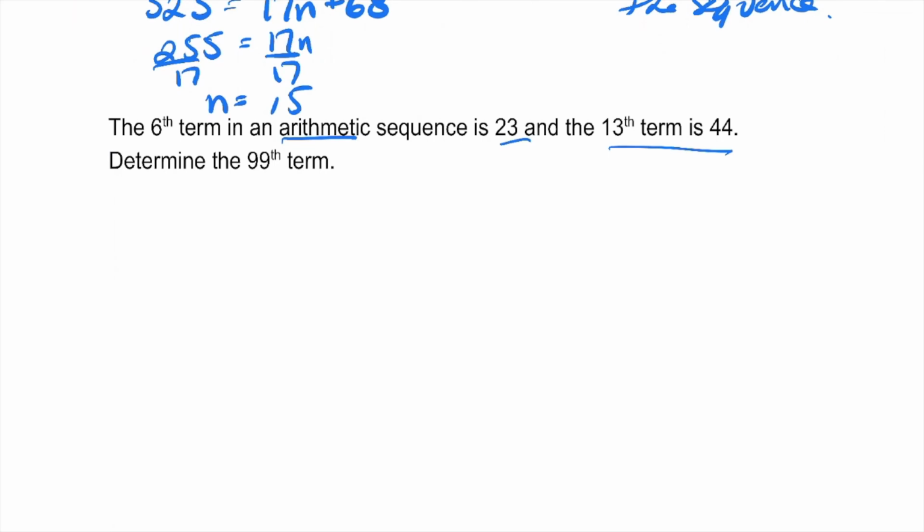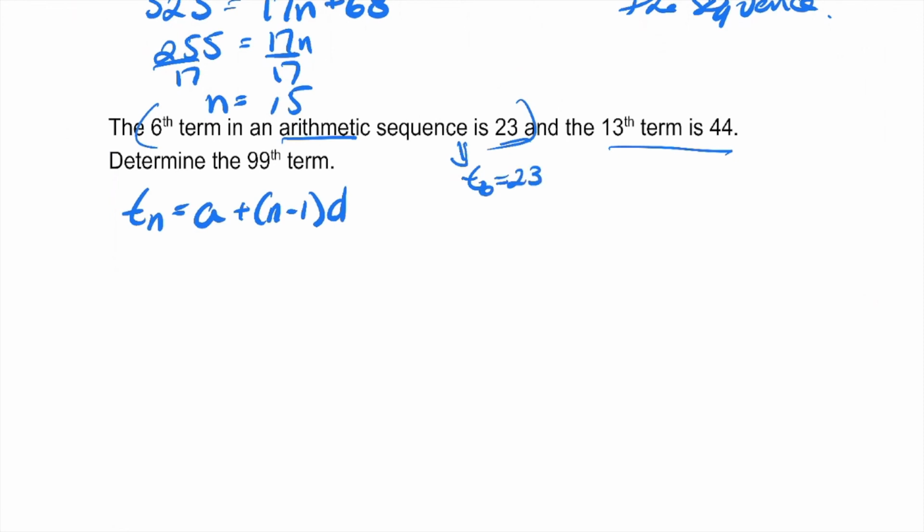Just working from those two pieces of information, I'm going to show you that we can actually get the general term. In general, a general term is going to be T of n equals A plus n minus 1 times D. We're not given the first term, so we can't figure out what A is. We're not given the difference, so we can't figure out what D is. But using this information, when n is 6, the term is 23. So what we're saying is that T of 6 is 23.